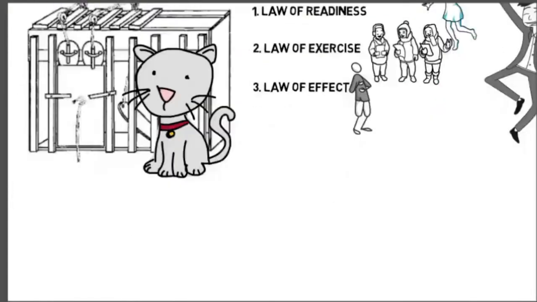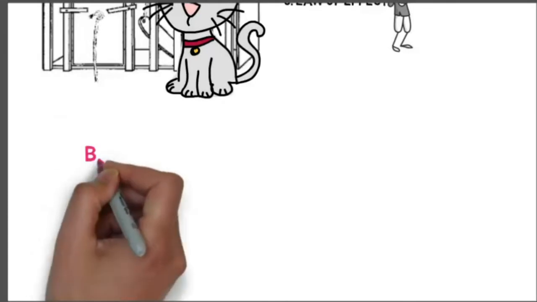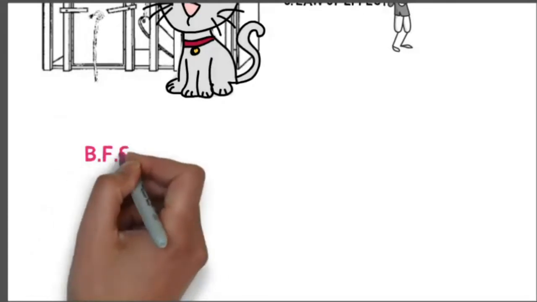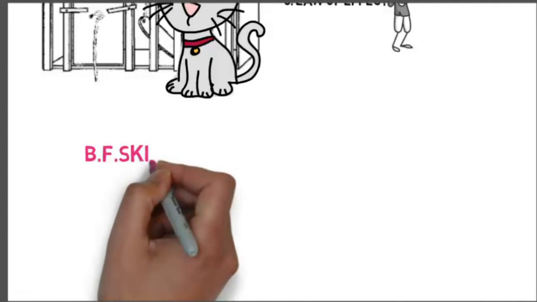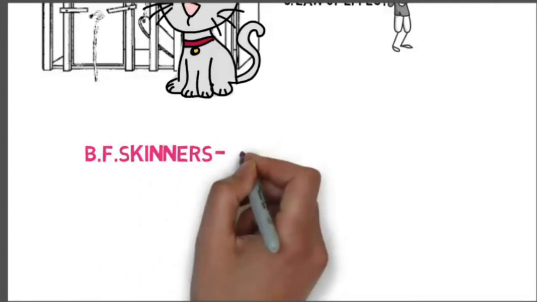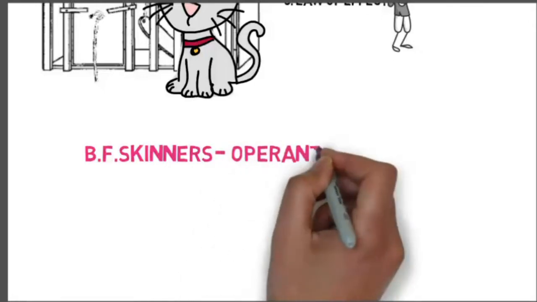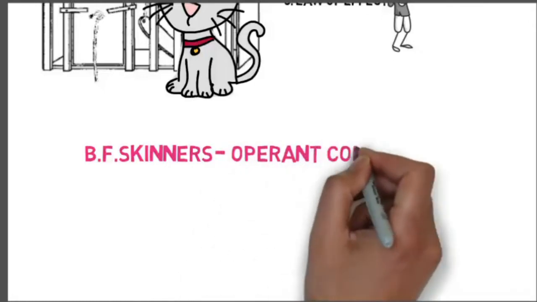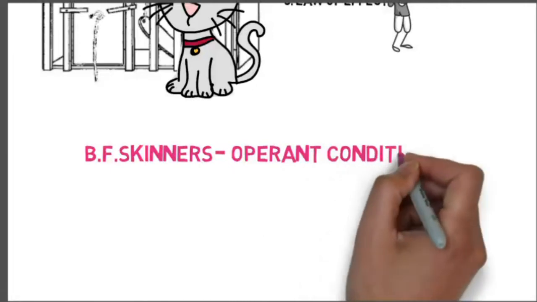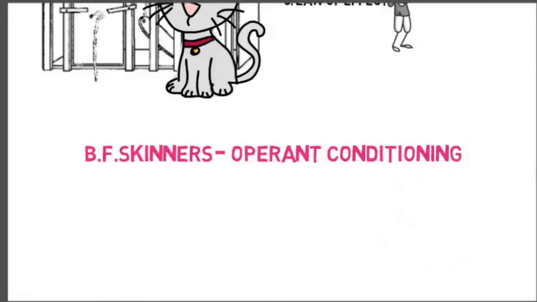Okay, let's go on now and explore a little bit of B.F. Skinner and operant conditioning. So what is operant conditioning? Operant conditioning, sometimes referred to as instrumental conditioning, is a method of learning that occurs through rewards and punishments for behavior. Through operant conditioning, an association is made between a behavior and a consequence for that behavior.